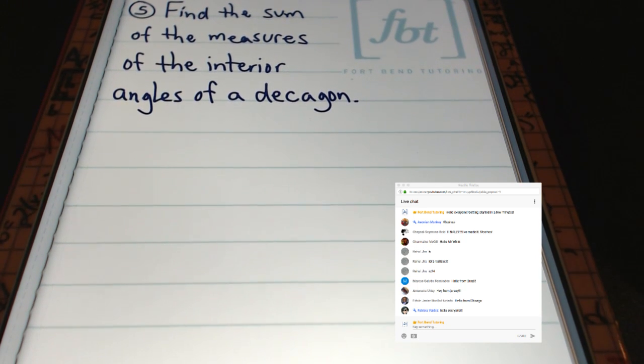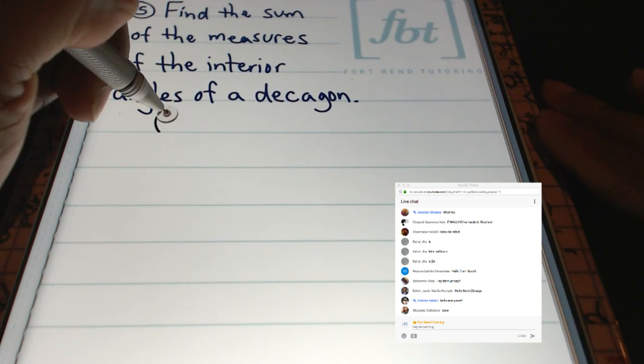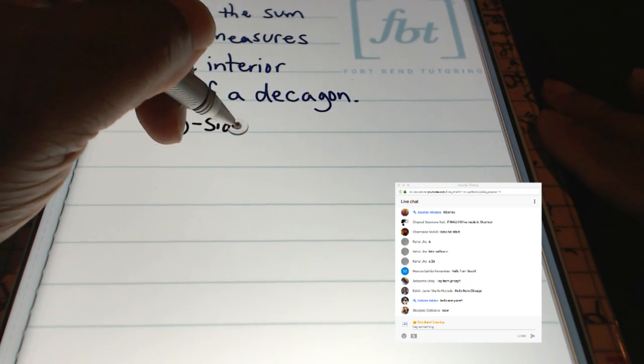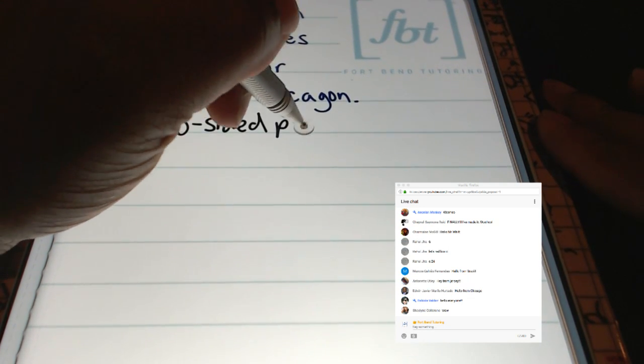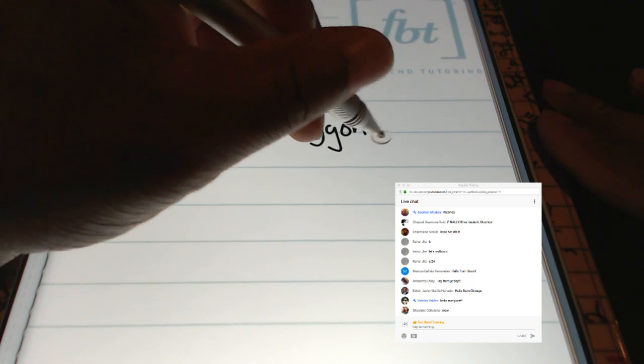I mean, you know, a pentagon is 5 sides, a hexagon, right? A hexagon is going to be what, 6 sides? Heptagon, 7 sides? Yeah. Octagon, 8 sides. A nonagon, 9 sides. Decagon. We have a 10-sided figure, guys. So a decagon is a 10-sided polygon. That's what we're dealing with here.